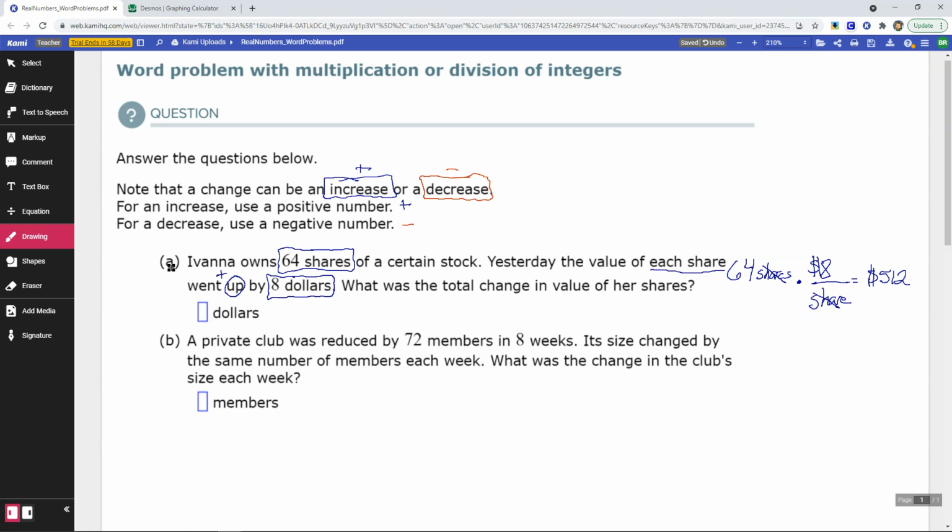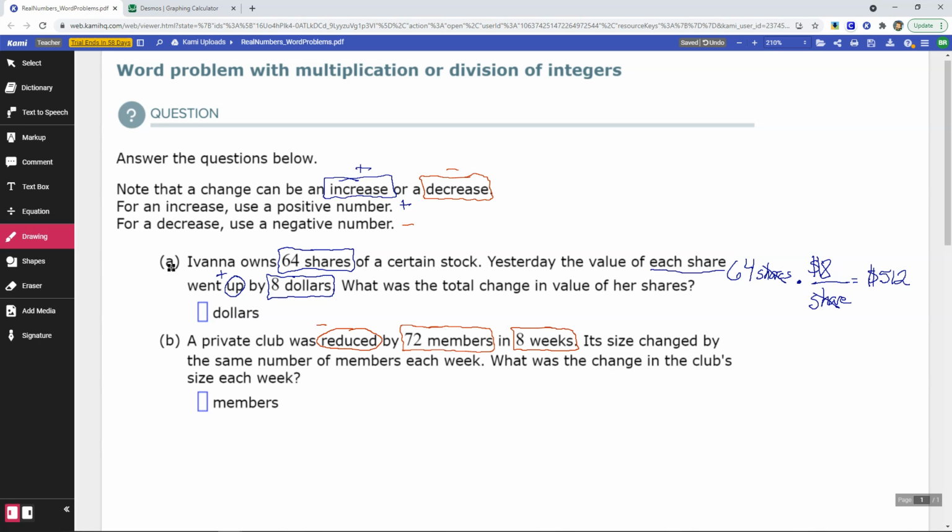A private club was reduced by 72 members in 8 weeks. So right there from the start, it says reduced. So if this says reduced, that means that it went down, and we're going to use a negative number. Okay, so there's definitely a decrease if it's being reduced by 72 members in 8 weeks. So 72 members in 8 weeks.